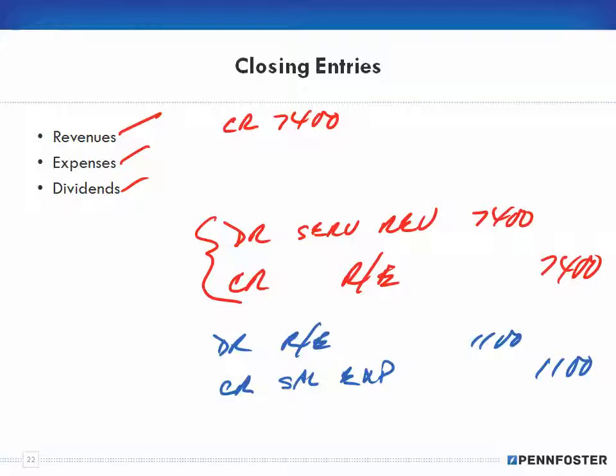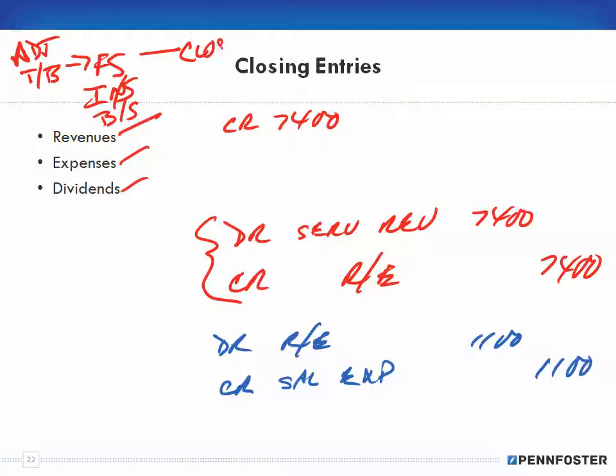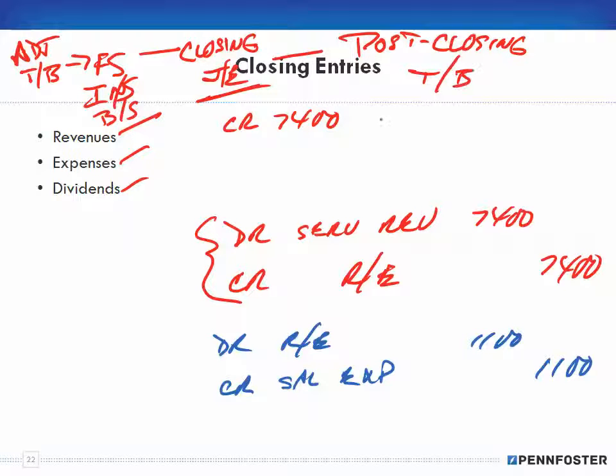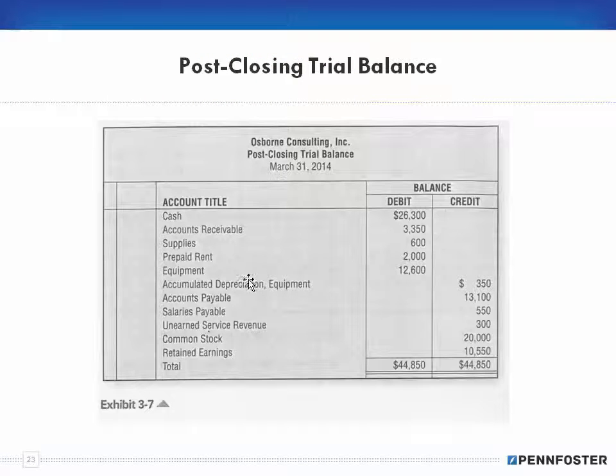Okay, so as part of the closing process, remember, you have an adjusted trial balance at this point in time, which you use to create your financial statements. You can create your income statement, your statement of retained earnings, and a balance sheet if you want. But you need to make closing entries. And when you make those closing journal entries, they're journal entries. So you put them in a journal, you post them to your ledger accounts, and you create yourself a new trial balance, which is your post-closing trial balance.